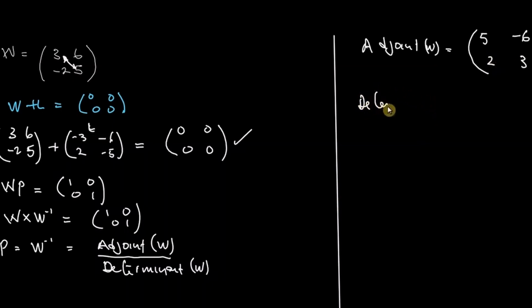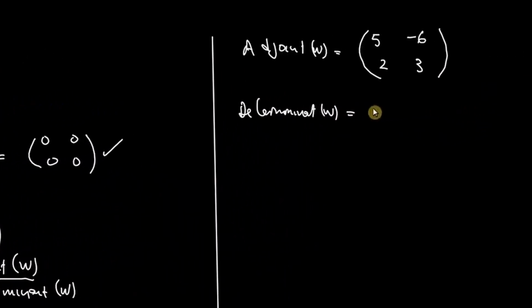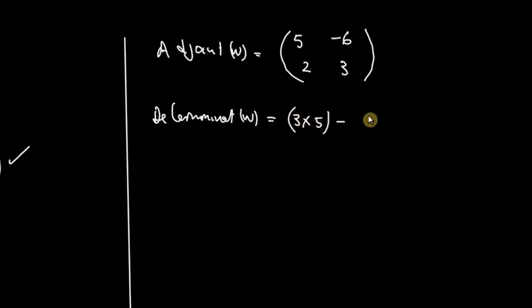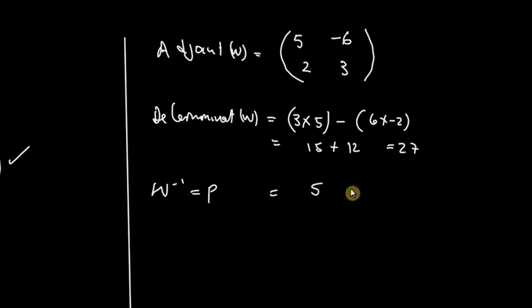The determinant of W is simply equal to 3 times 5 minus 6 times negative 2. Let's write that down. So it's 3 times 5, and we're going to subtract 6 times negative 2. So that's equal to 15 plus 12. That's equal to 27. Therefore, inverse of W, which is equal to P, the matrix we're trying to find, is equal to 5, negative 6, 2, 3 over the determinant 27. So that's our answer. Let's move on to the next part of this question.